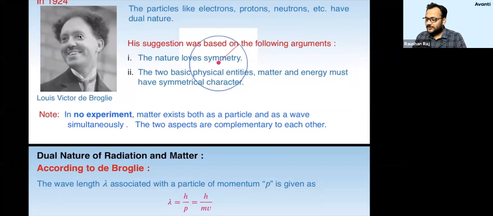चलिए. So the two basic physical entities, matter and energy, must have symmetrical characteristics. उन्होंने क्या बोला कि matter and energy they must have symmetrical characteristics. Like अगर matter है तो energy है तो matter है. मतलब they must have some symmetry.